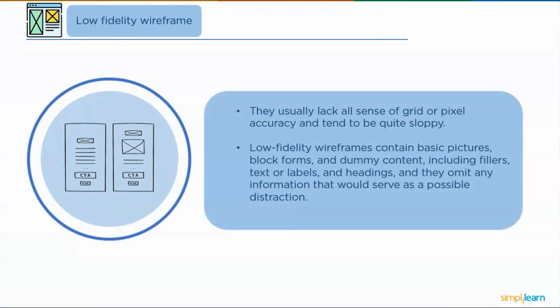The first one is low fidelity wireframes. They are very simple visual depictions of the web pages and are typically used as a designer's foundation. As a result, they usually lack any sense of grid or pixel accuracy and tend to be quite sloppy. They contain basic pictures, block forms, and dummy contents, including filler text or labels with the headlines, and they leave out any information that would serve as a possible distraction. These are useful for starting conversation, selecting navigation layout, and mapping users' flow.